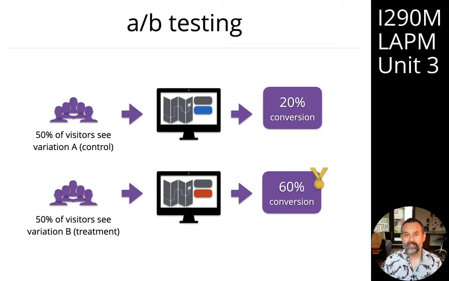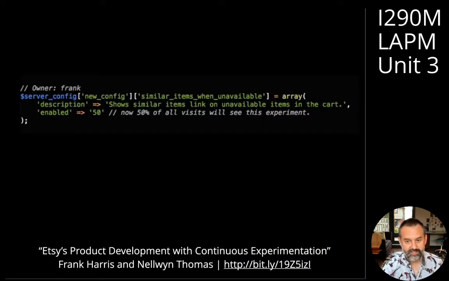So a lot of websites at this point are doing A/B testing. I'm going to give you an example from Etsy, which was one of the early adopters of A/B testing that would actually talk about it. And you can see this presentation from Frank Harris and Nelwyn Thomas where they talk about Etsy's product development with continuous experimentation, which is how they refer to A/B testing. A/B testing is also known as split testing. And if you have more than two variations, it's called multivariate testing. So there's these different variations on A/B testing, if you like, the same underlying statistical methods used.